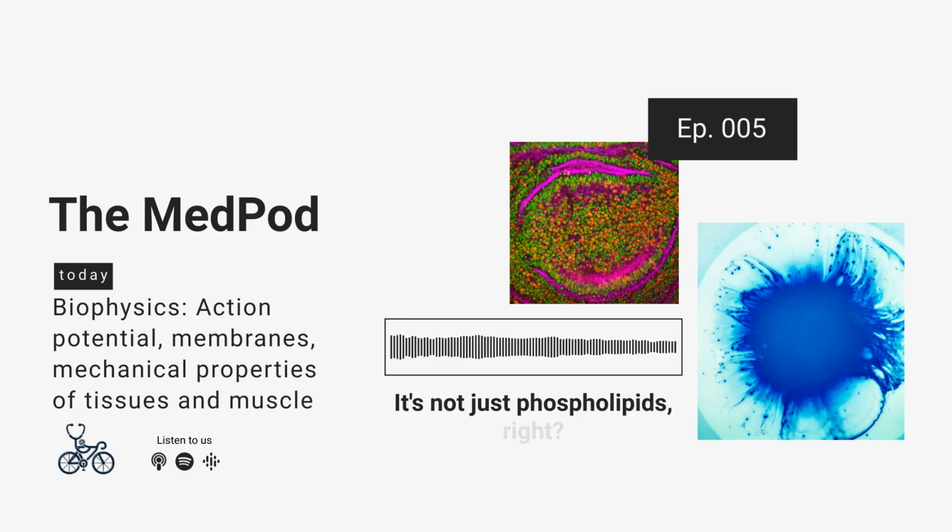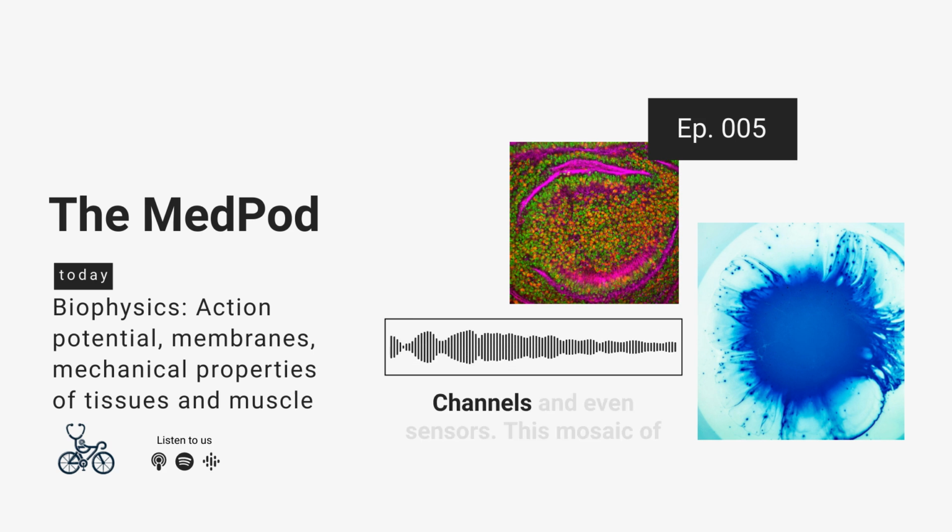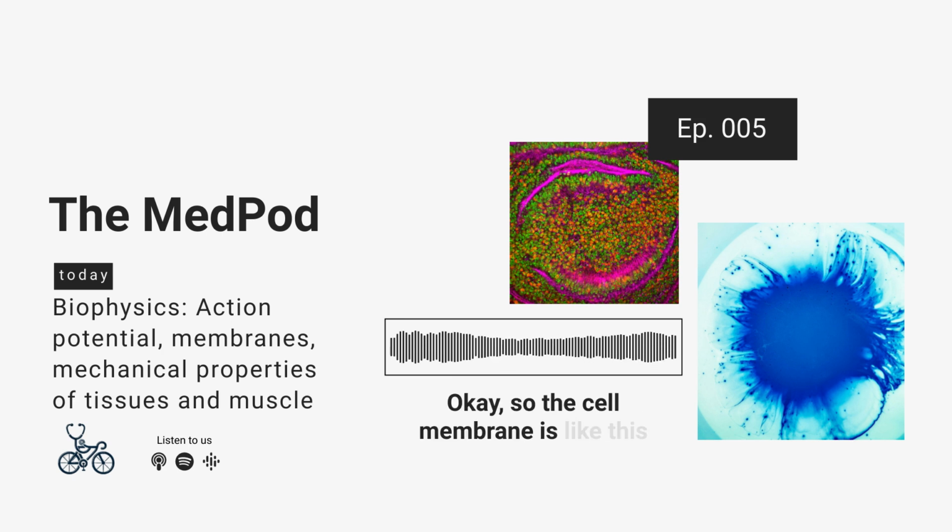Exactly. It's not just phospholipids, right? Correct. Embedded within this bilayer are proteins that act like gatekeepers, channels, and even sensors. This mosaic of phospholipids and proteins is constantly in motion, shifting and adjusting. Hence the term fluid mosaic model. Okay, so the cell membrane is like this dynamic city wall, selectively letting certain molecules in and out.